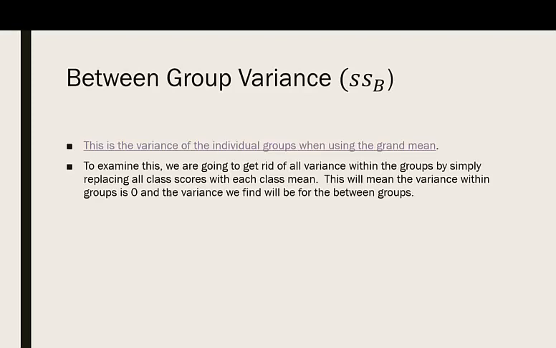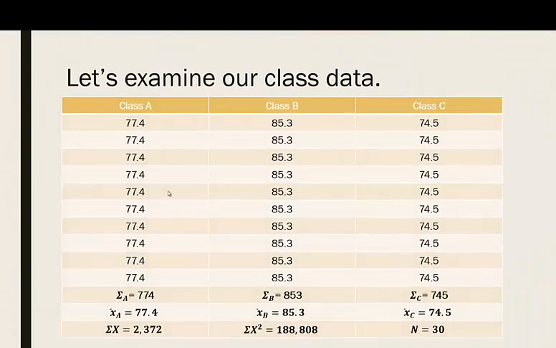To examine this, we're going to get rid of all the variance within the groups themselves. And what we're going to do is simply replace all the scores with the mean. By doing this, there will be no variance within the groups. The variance will be 0. So if we look at our next slide, you can see that's exactly what I did. Okay? So we said that the class mean of A was 77.4. So we made all the scores 77.4. And the same for B and the same for C. And by doing this, we have absolutely no variance within the groups.